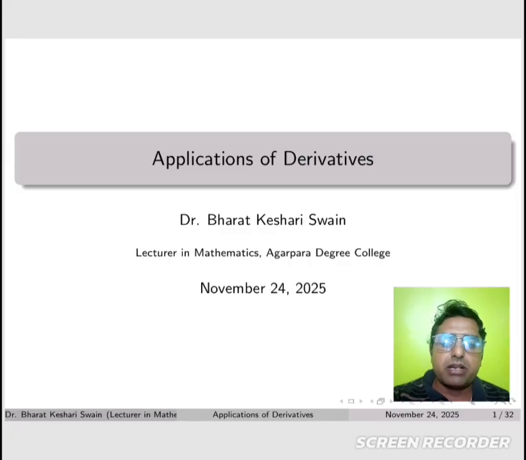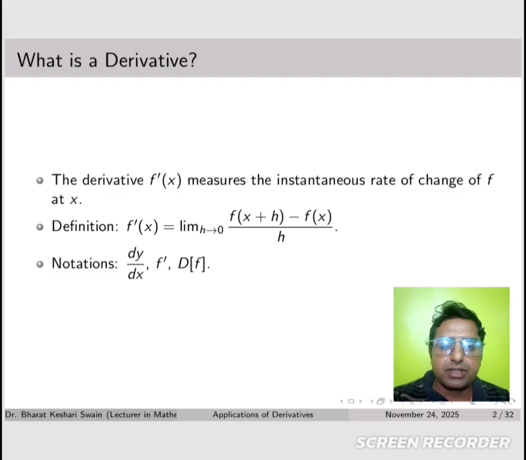By the end of the class we will be able to know about the application of derivative, that is, how the derivative is applied to real life problems, and how to find the maxima and minima of a function, and some real life problems. We will be able to know how to solve the problems using the derivatives. So let's start.